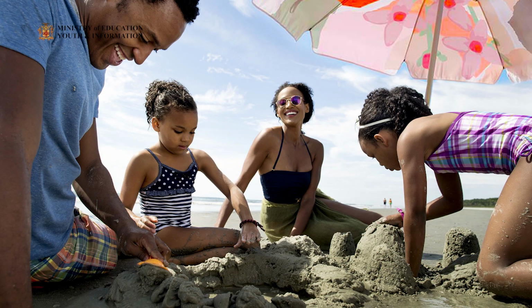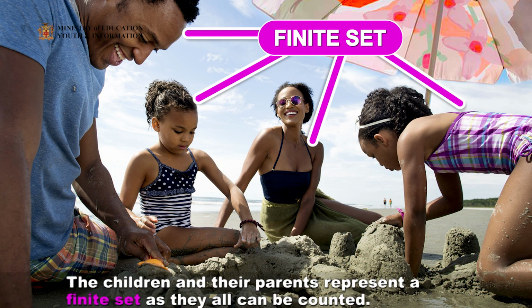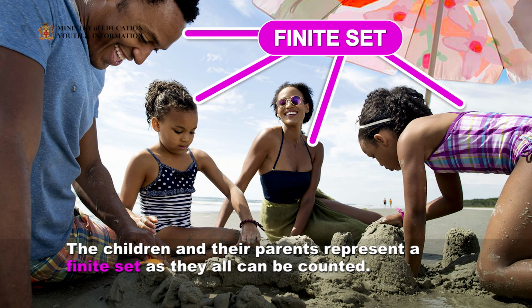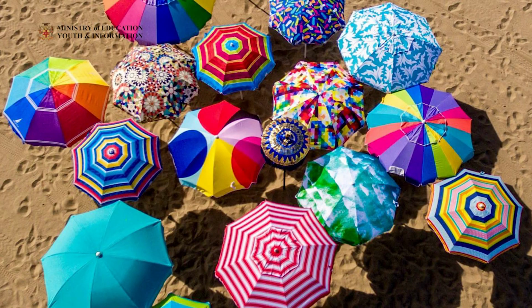Now, boys and girls, let's take a look at this picture and tell me what you see. You are indeed a star. The children and their parents represent the finite set as you are able to count all of them. You could also have a set of males, females, children, adults, and the list goes on because they all can be counted. Let us take a look at this other picture.